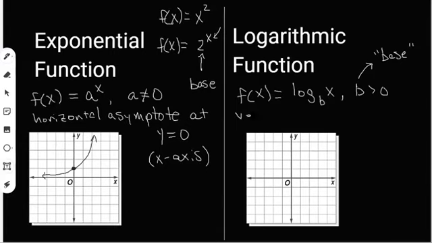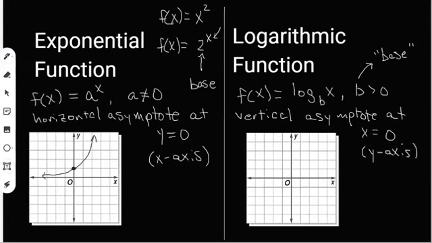This function has a vertical asymptote, which you'll see when I graph it. It has a vertical asymptote at x equals 0, also known as the y-axis. That means that this function gets really, really close to the y-axis, but it never actually crosses it. Let me show you what that looks like.